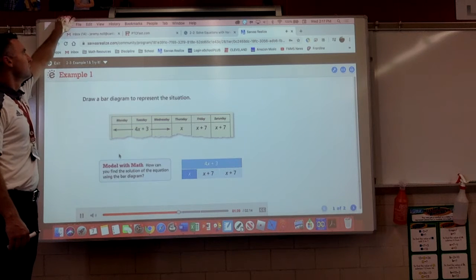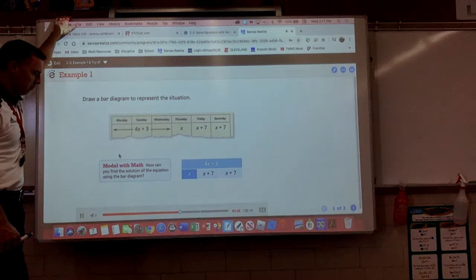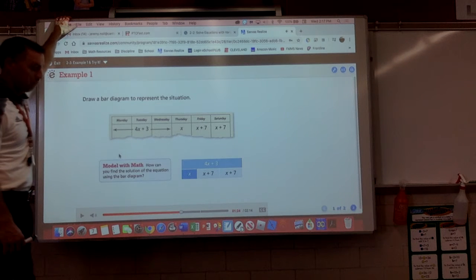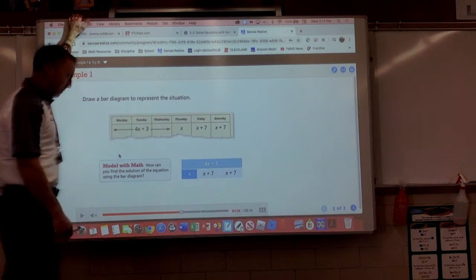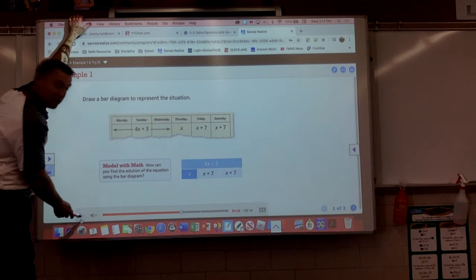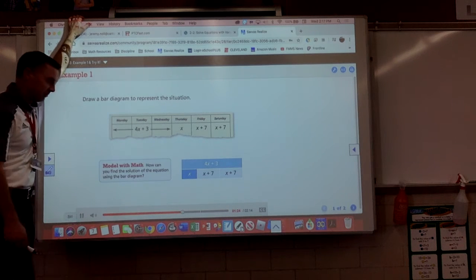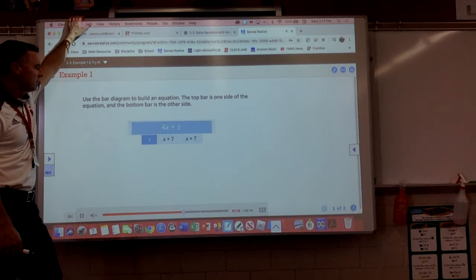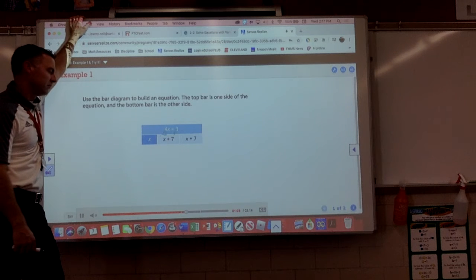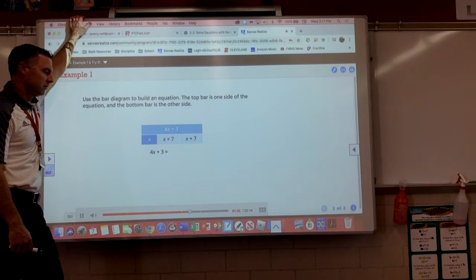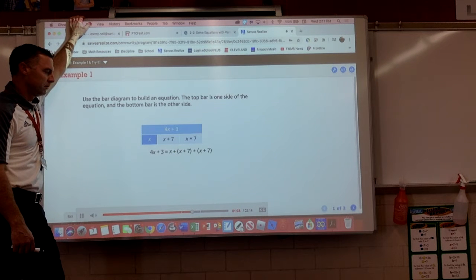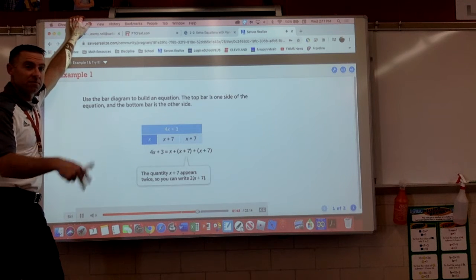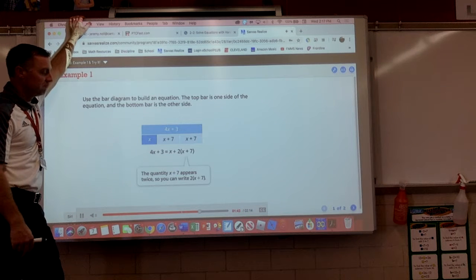How can you find the solution of the equation using the bar diagram? I don't know. Oh, we could figure it out. Watch this, folks. They'll show us. The magic about to happen. The top bar is one side of the equation, 4x plus 3, and the bottom bar is the other side, 2 copies of x plus 7. The quantity x plus 7 appears twice, so you can write it as 2 times x plus 7.